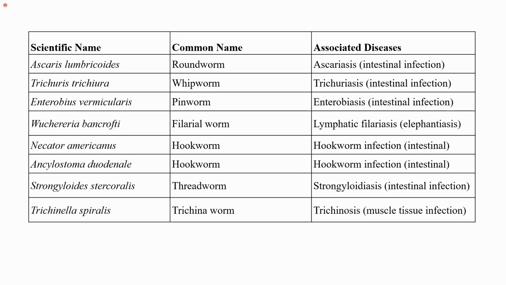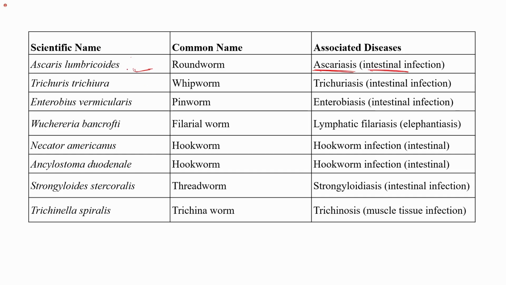Now, these are certain examples of sac helminthes. This may be asked because these sac helminthes are the ones that are associated with certain diseases. For example, Ascaris lumbricoides, which I told you about. It causes ascariasis, which is an intestinal infection. Trichuris trichiura, which is a whipworm, causes trichuriasis, which is again an intestinal infection. Then we have Enterobius, which is the pinworm that causes enterobiasis, again an intestinal infection.